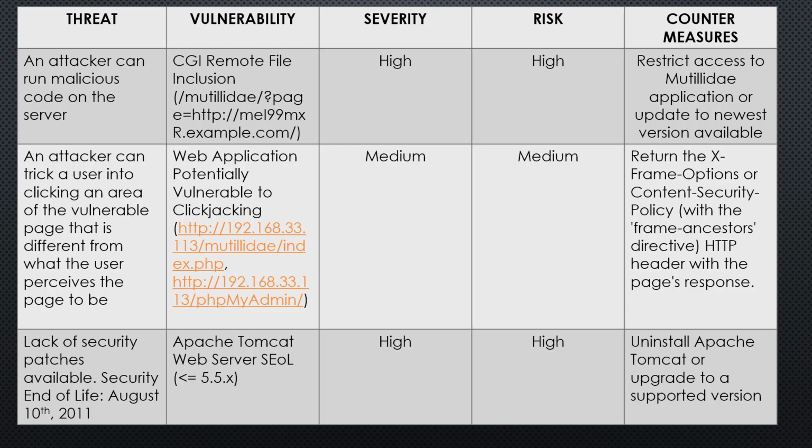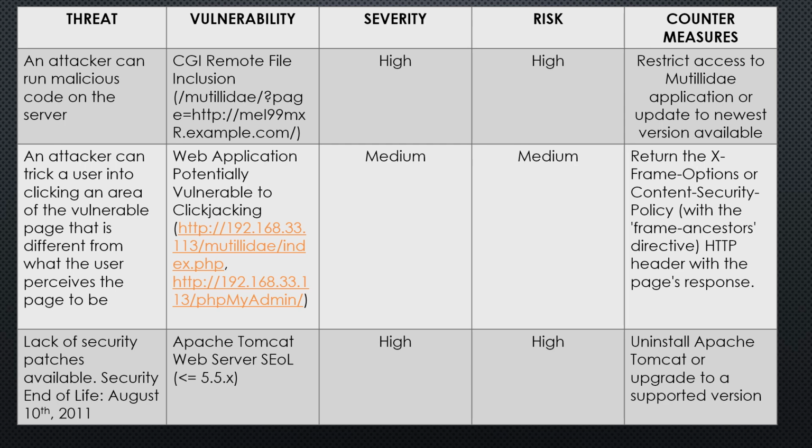So here's a risk assessment of the top 3 vulnerabilities that Nikto, Nessus, and OWASP ZAP picked up in their vulnerability scans. At the very top is CGI remote file inclusion. The Mutillidae application is vulnerable to an attacker running malicious code on the web server. It has a severity and risk level of high. The best way to prevent this vulnerability from being exploited is to restrict access to Mutillidae or update it to its newest version.